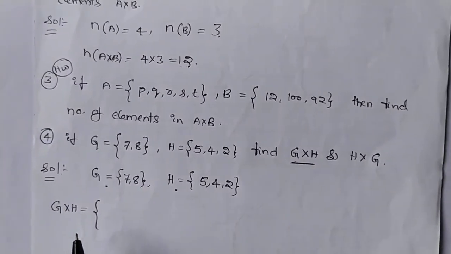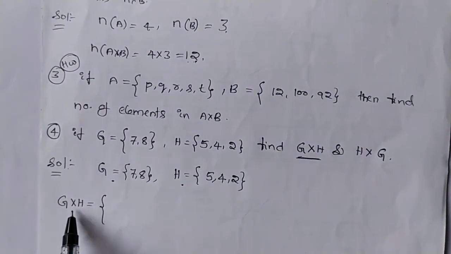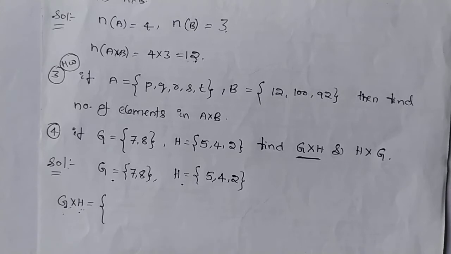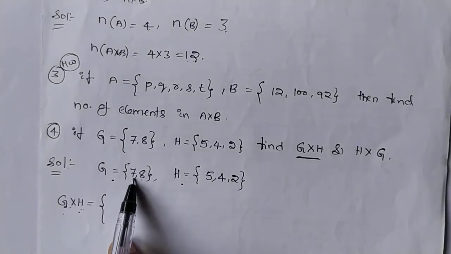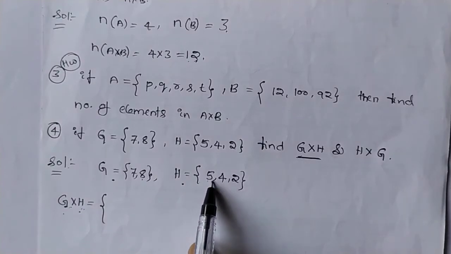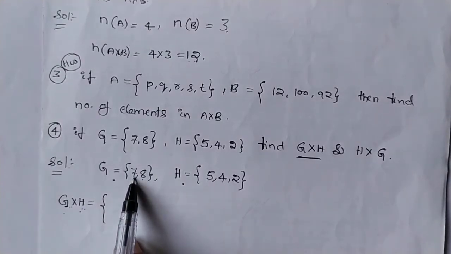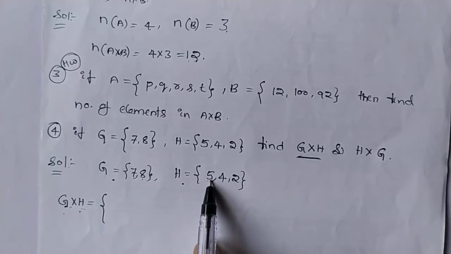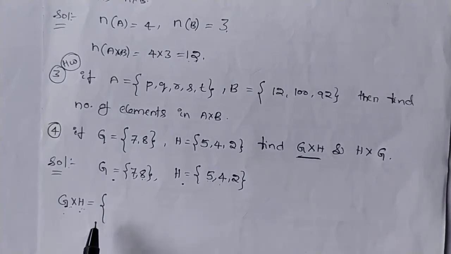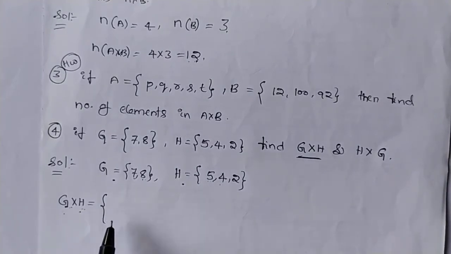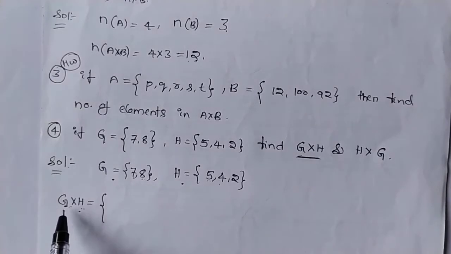One more thing. If we find G cross H, then how many elements will we get in G cross H? Can you find it? In the set G we have 2 elements, and in the set H we have 3 elements. 2 into 3 is 6. If we find the Cartesian product of G and H, then we will get 6 elements. Understand?